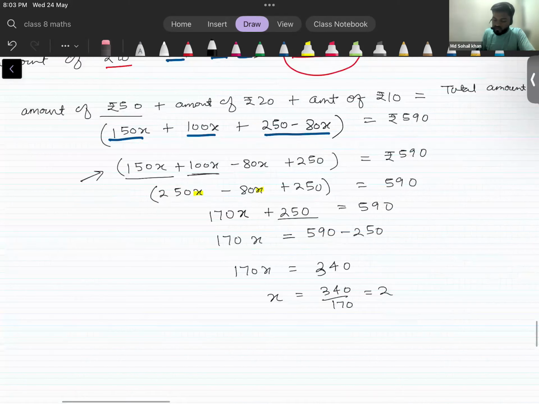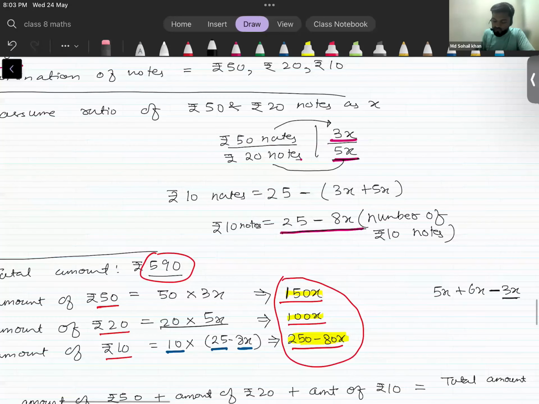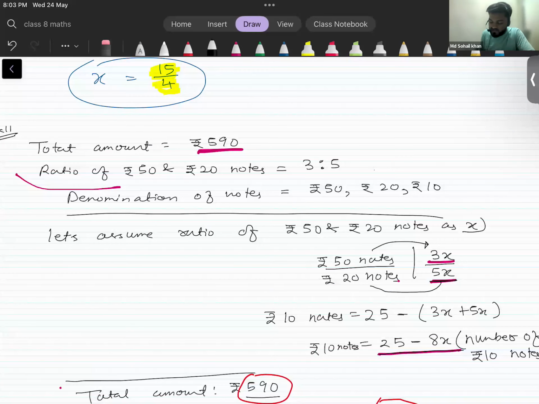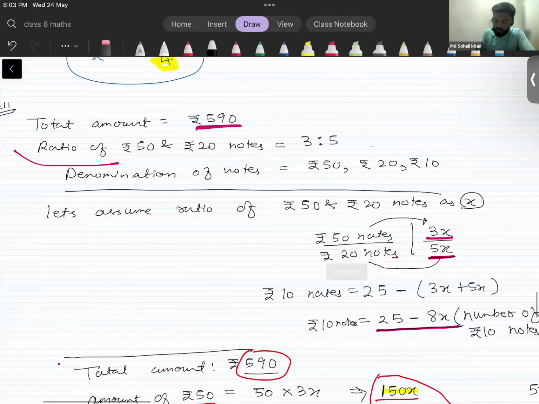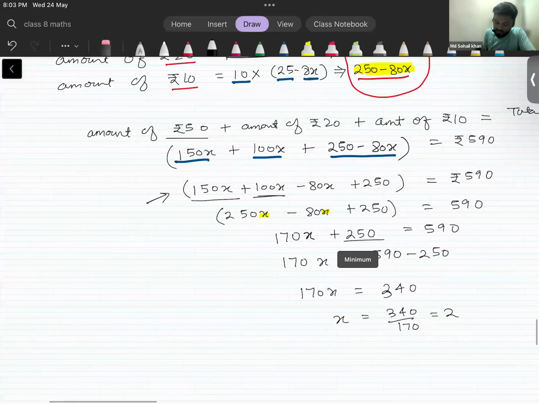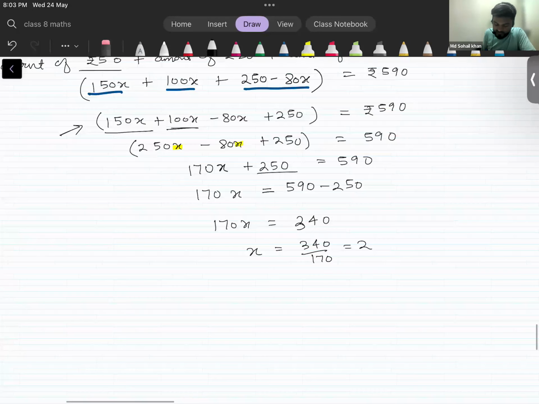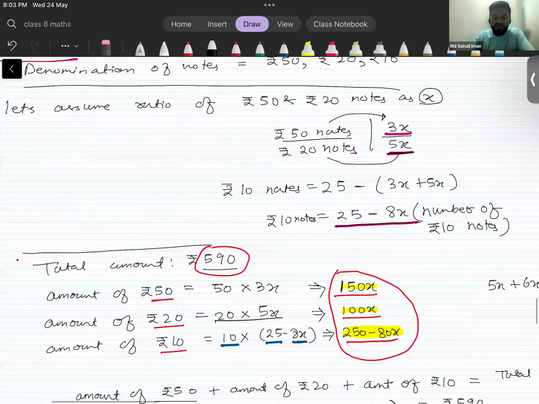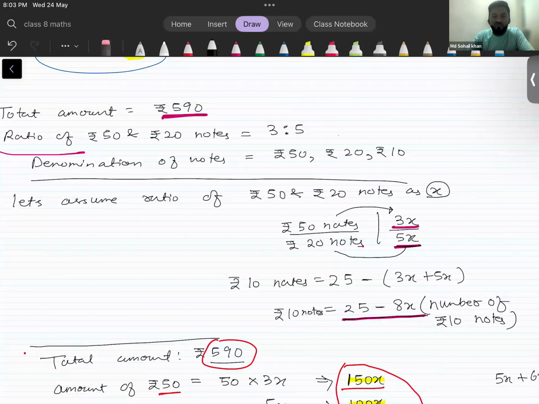So now we find that the value of x was 2. The ratio which we assumed as x has been found to be 2. Now what the question said, you basically needed to find the number of different notes given in the question: the number of 50 rupee, 20 rupee and 10 rupee notes.